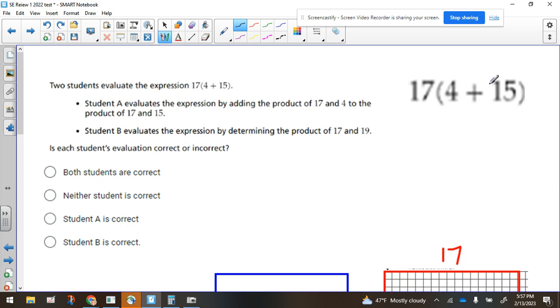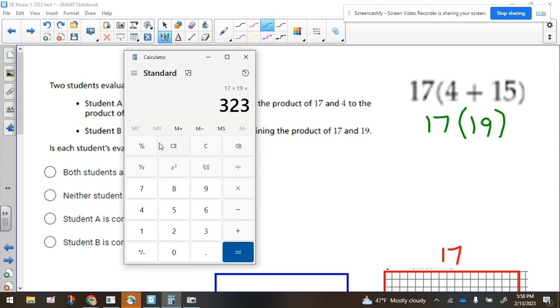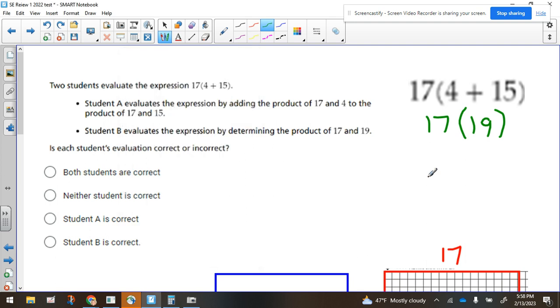Now, first of all, I have the expression rewritten here, and let's just assume that we're going to follow order of operations to simplify this. That would mean we would do the stuff in the parentheses first, so we're adding 4 plus 15, which gives us 19. Then the parentheses being next to this number suggests that we're multiplying those two numbers together. To speed things up, I'm going to use the calculator so we can use that number to help us understand something I'm going to show you next. If we find the product of 17 times 19, we end up getting this number, 323. Let me write that down right here, 323.